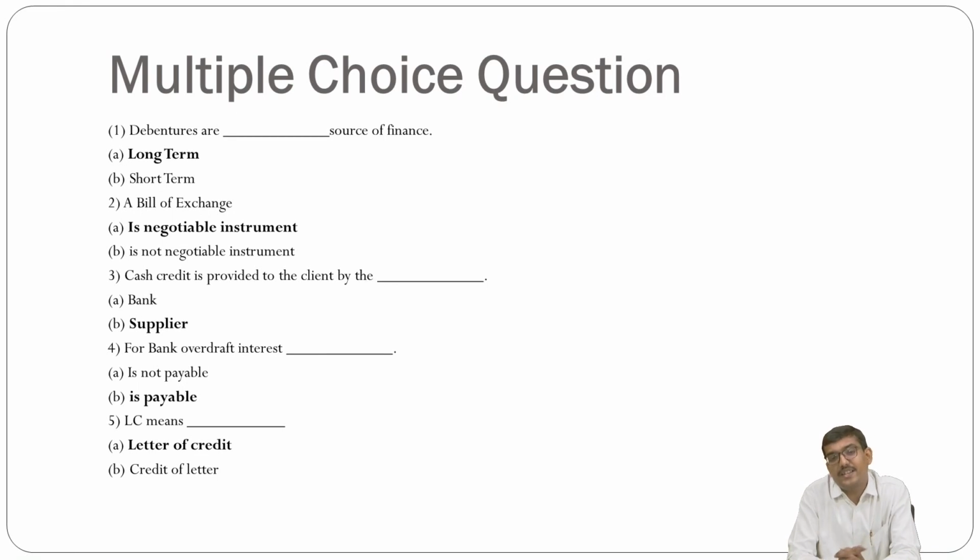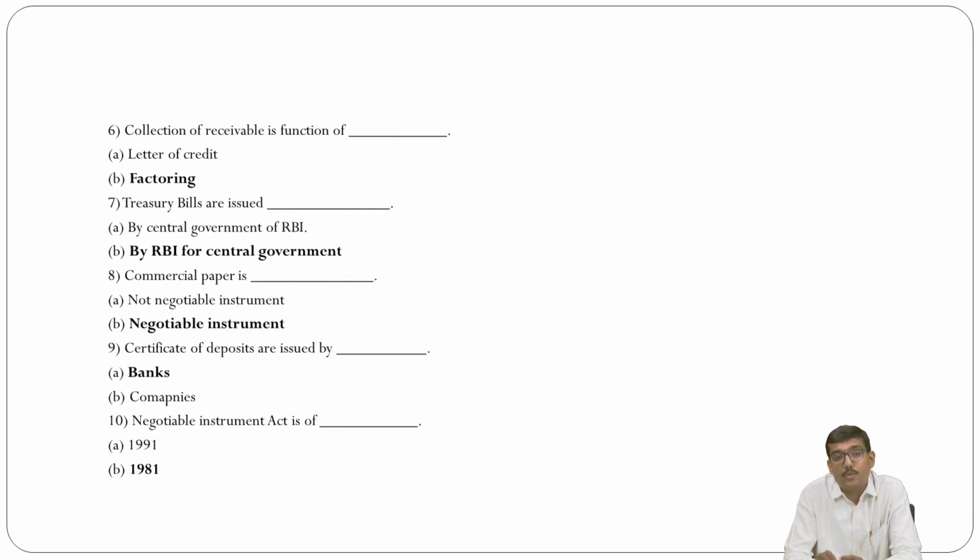Next, cash credit is provided to the client by, who will provide the cash credit? Bank, RBI, company or supplier? Answer is supplier. For a bank overdraft, is interest payable or not payable? Definitely they are in a business, so your interest will be payable in nature. Then LC means letter of credit. Yes, this is short term, and they require the full form of the LC, that is letter of credit. Is it clear, my dear friends? Yes or no? So these are the different multiple choice questions.